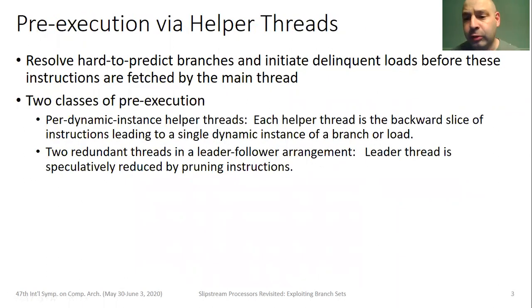One solution to the delinquent branch and load problem is pre-execution via helper threads. So the idea of a helper thread is to resolve hard-to-predict branches and initiate delinquent loads before the same instructions are fetched by the main thread. And there are primarily 2 classes of pre-execution in the literature. Per dynamic instance helper threads, where each helper thread is the backward slice of instructions leading to a single dynamic instance of a branch or load. And the second class, redundant threads in a leader-follower arrangement. Here, the leader thread is speculatively reduced by pruning instructions.